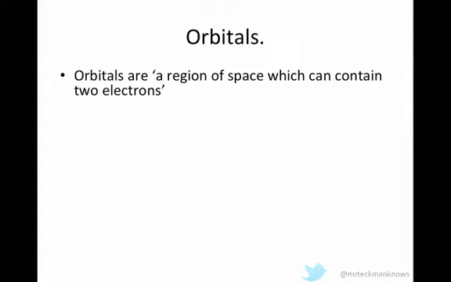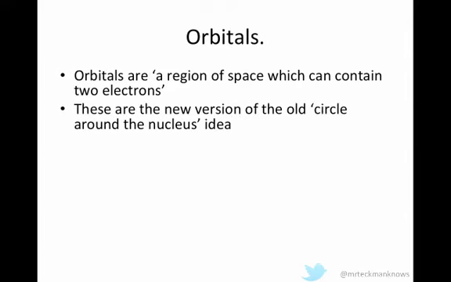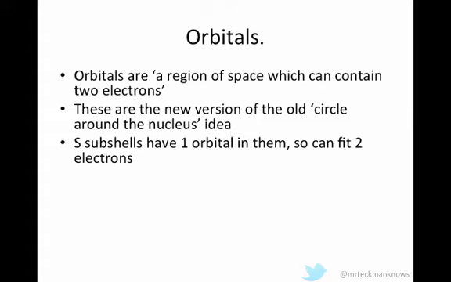If we look at them enough, we can average them out as an area that they will be found in. So orbitals are a region that can contain up to 2 electrons. The electrons are put into orbitals. So this is kind of our new version of the old circle around the nucleus idea. We've now got these things called orbitals, which is the space the electrons are occupying. So s subshells have 1 orbital in them. That means they can only fit 2 electrons. 1 orbital fits 2 electrons, remember.